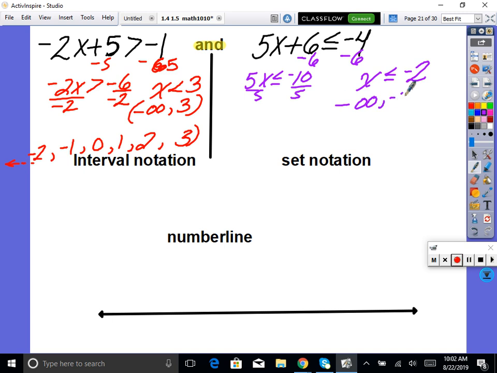-infinity up to -2. And then we get a bracket, parenthesis. So what's that visual going to look like? Well, let's see. We're starting at -2 as our top end. So what's smaller than -2? -3, -4, on forever.